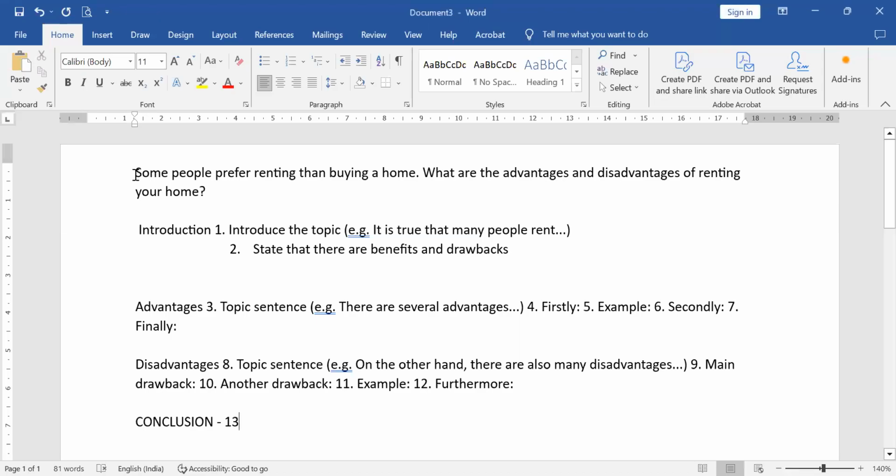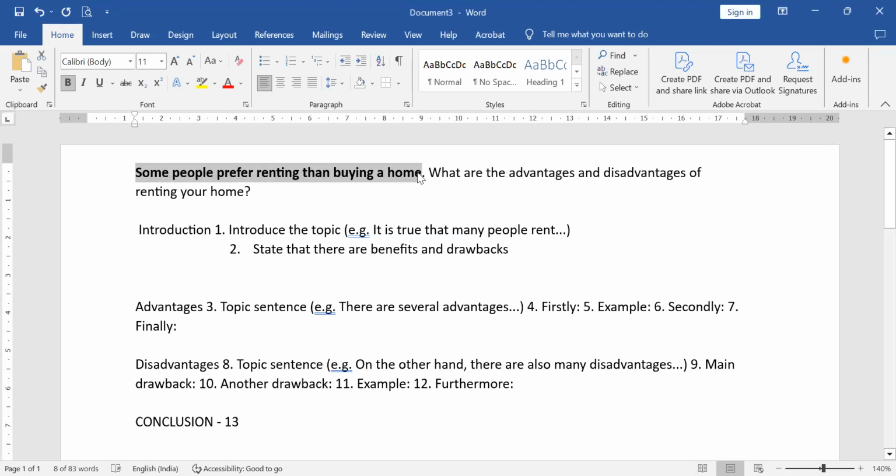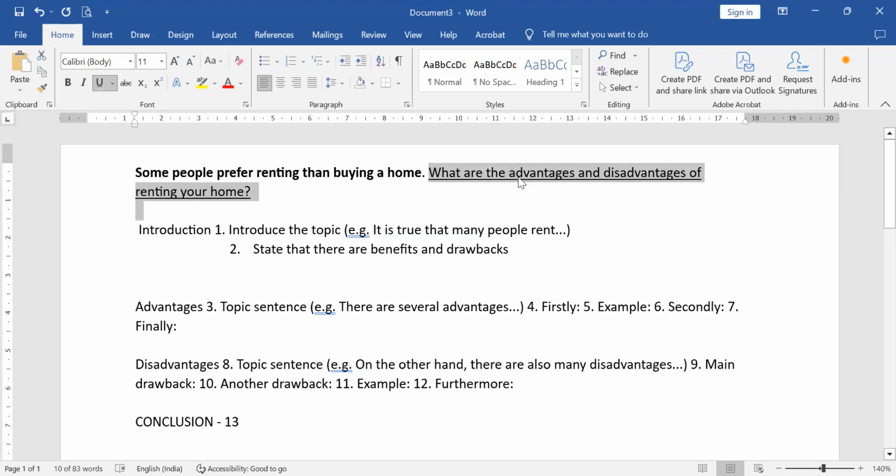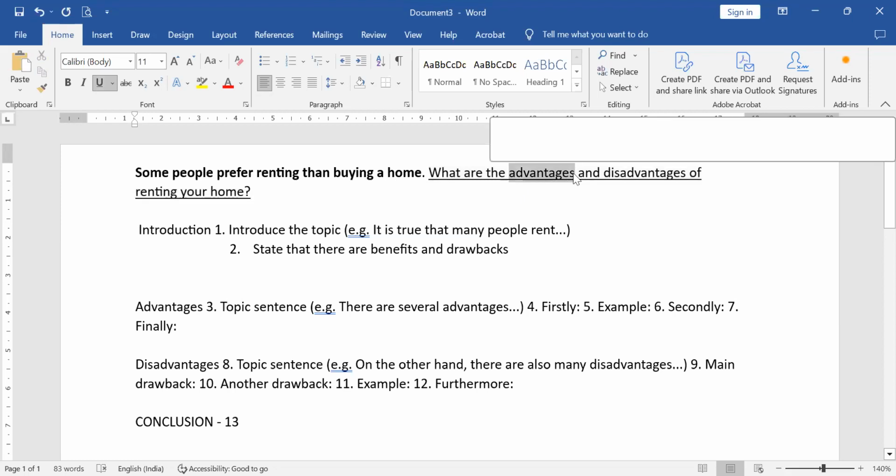Okay. So we are writing an essay. The first part is called the topic. The second part, this question, is called the question type. What is it called? Question type. So here the question type is this.